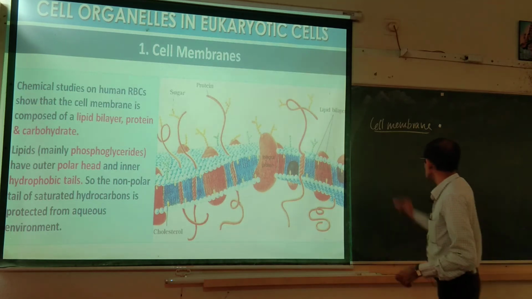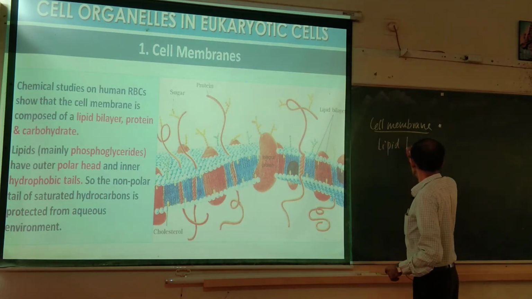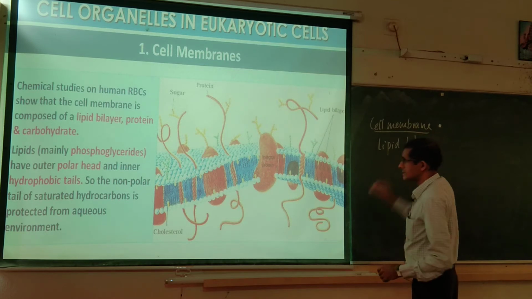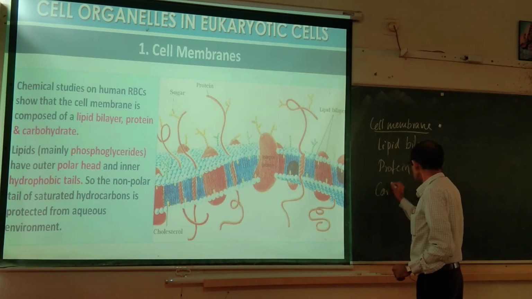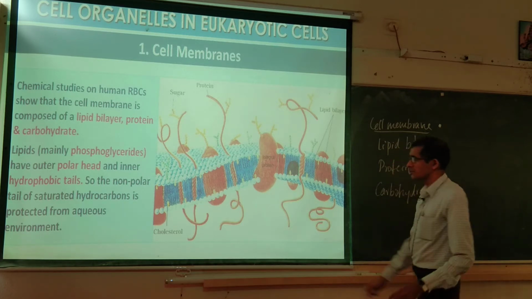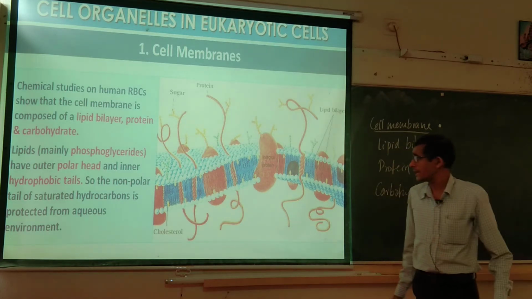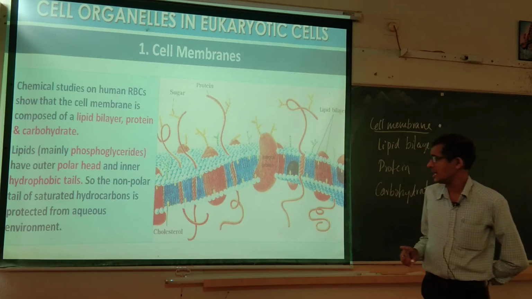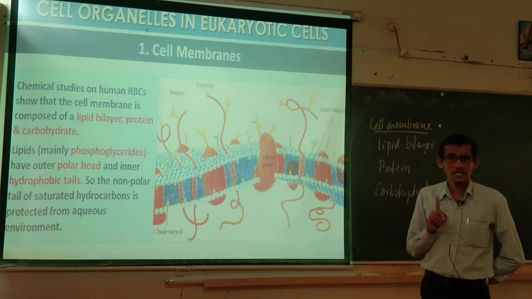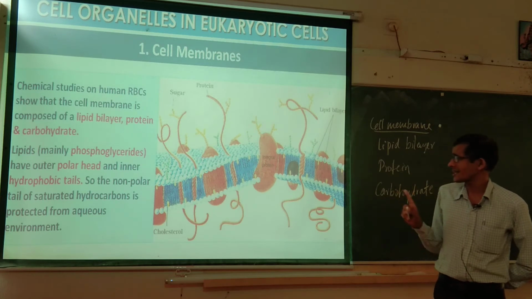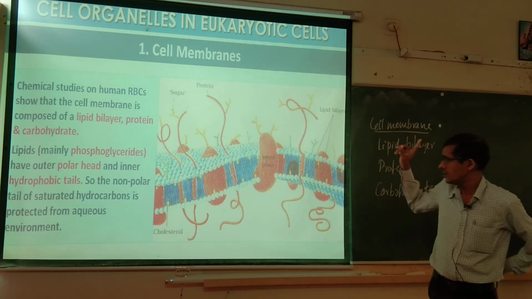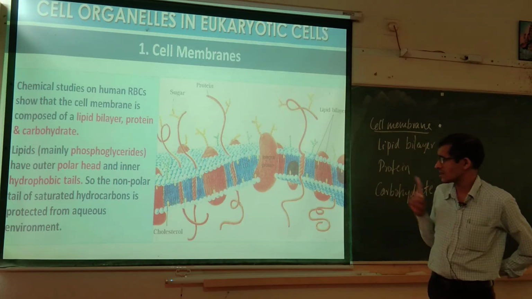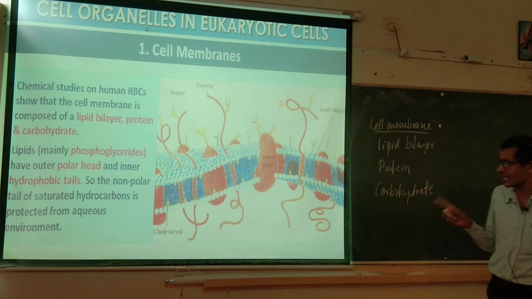of lipid bilayer. Lipid bilayer, then it is with the protein, then carbohydrate. So three come. The major one is lipid bilayer followed with the protein and the third one is the carbohydrate. So these are the three important chemicals observed in the plasma membrane or cell membrane of the animal cell, or in the case of organism, the eukaryotic cell membrane.